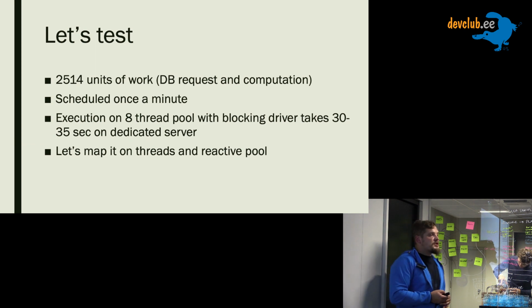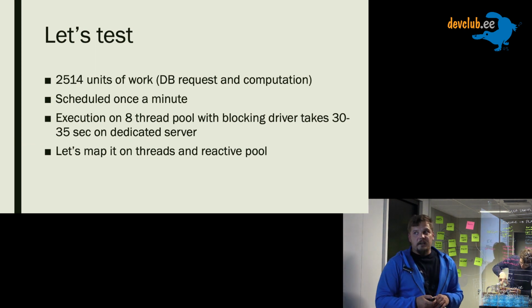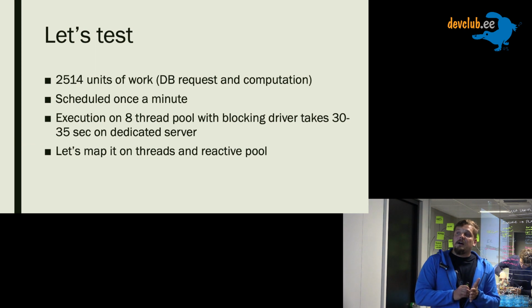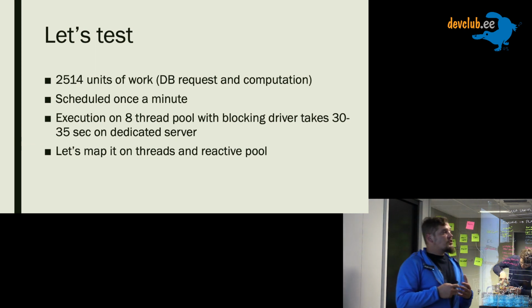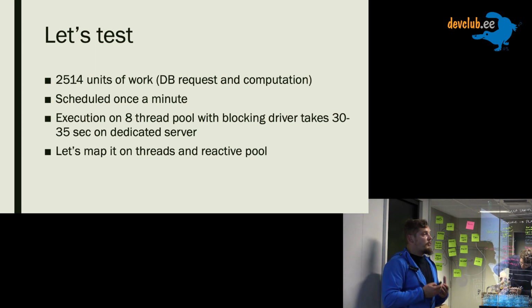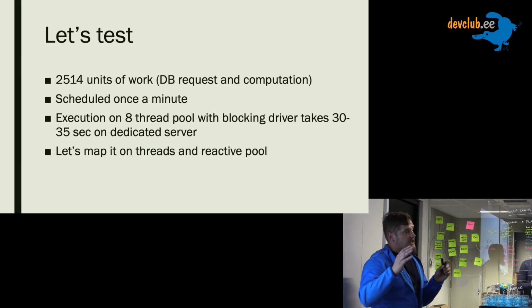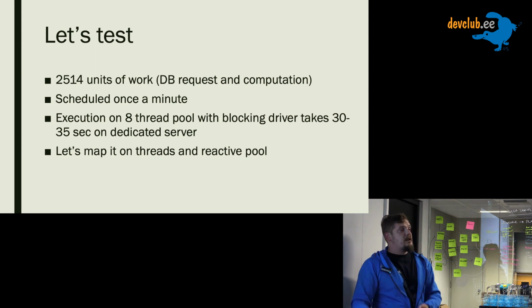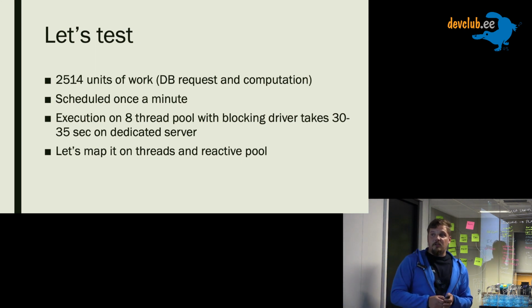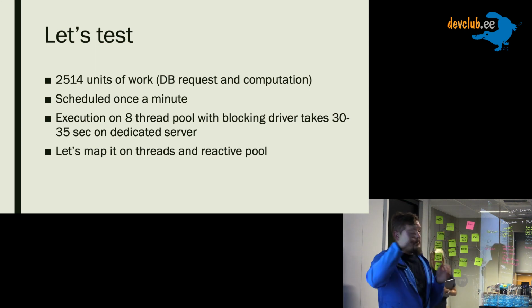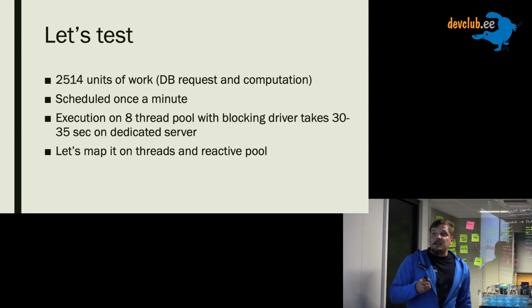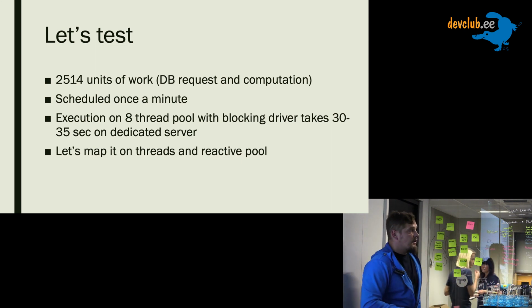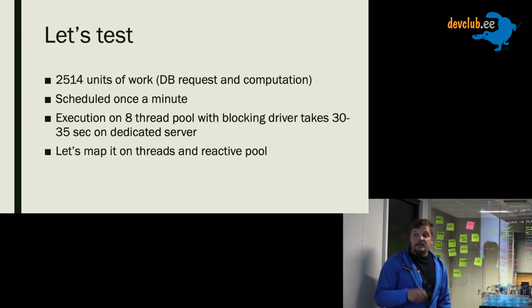This is a real test which I made on our work. It consists of more than 2,500 units of work. Every unit of work is requesting the DB, taking some data point, and doing computation work. The computation is quite expensive. You need some memory requests, you have some comparing, and so on. They are scheduled once a minute, so once a minute we check our metrics. And classical execution on an 8-thread pool with a blocking driver takes approximately 30-35 seconds on a dedicated server in production.